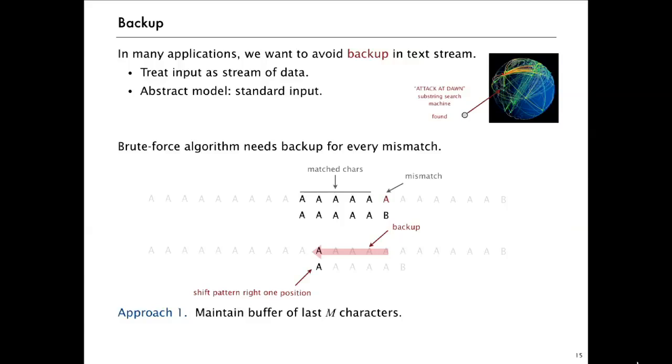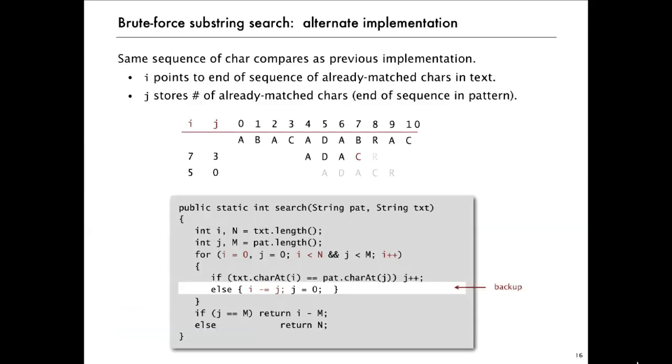So the brute force algorithm uses backup. You could maintain a buffer, as I mentioned, but what we're going to look at is an ingenious way, a couple of ingenious ways, to avoid having to do backup. To set up for that, we're going to look at an alternate implementation of brute force. It compares the same characters as the previous implementation, but it does things in a slightly different order without a second for loop, and it does the explicit backup. So let's look at that.